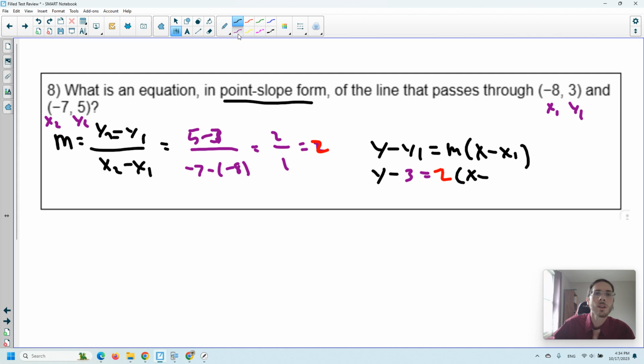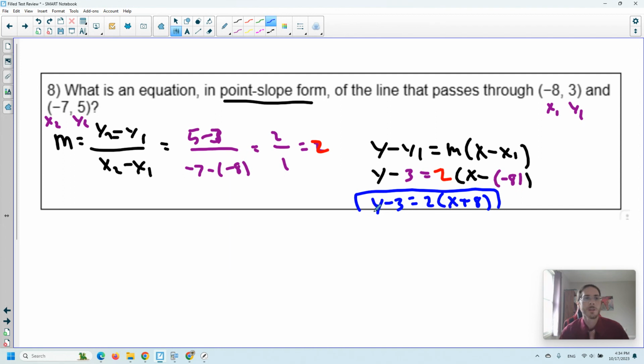X minus x1 in this case is -8. And just like the last one, I want to make it look a little prettier, so I'm going to go ahead and do that. Y minus 3 equals 2 parentheses x plus 8. There we go. Now, I didn't have to use that point. If I wanted to use the negative 7.5, I definitely could use the negative 7.5 if I wanted to, but that's what we got.